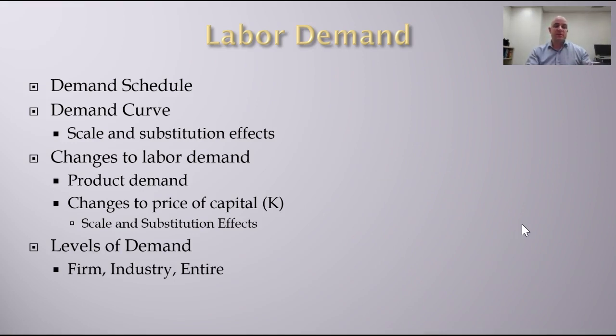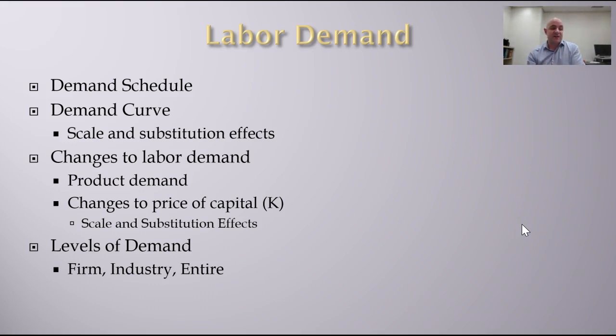Some other levels to analyze when you look at demand: demand could be at the firm, industry, or entire labor market level. When you're talking about labor demand, the firm demand is the demand for labor by one specific firm. The industry demand is the demand of all firms in a particular industry. All the firms in an industry are the ones demanding labor in the industry demand.